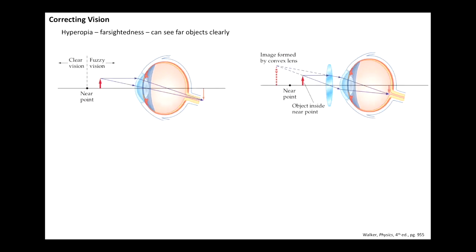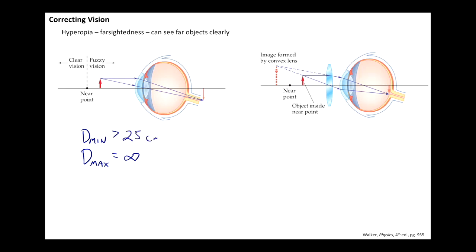Why not? Let's talk about hyperopia. Hyperopia, the opposite, farsightedness. You can see faraway objects clearly. So this is going to be sort of the opposite from before. So D max is good. We could say D max is equal to infinity. The problem is D min.